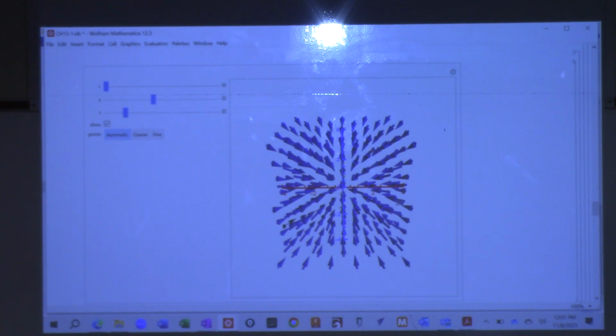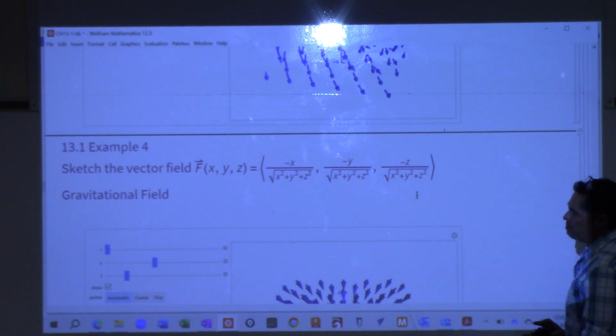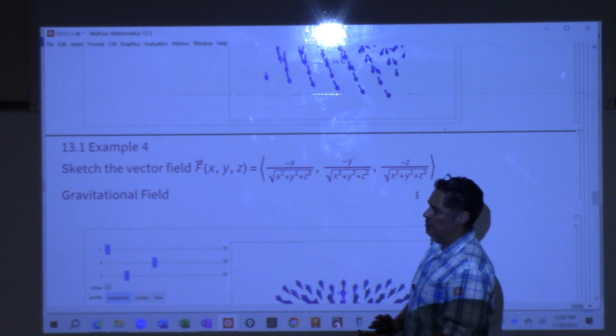Now, in reality, how is gravity related to distance? Inversely to the square of the distance. So this would not be true gravity, but you could use this to model gravity on the surface of Earth, where we can assume everything's pretty much the same distance from the center. So that is your first example of a vector field in three-dimensional space, a gravitational field, right?